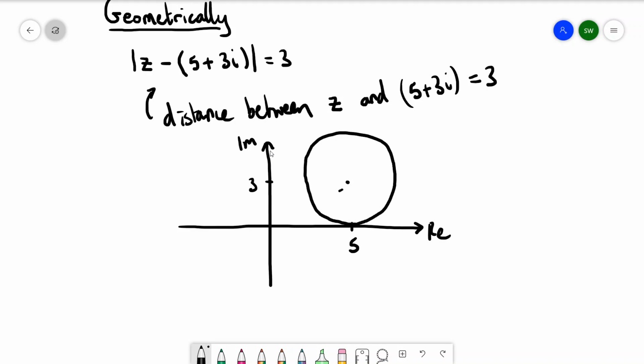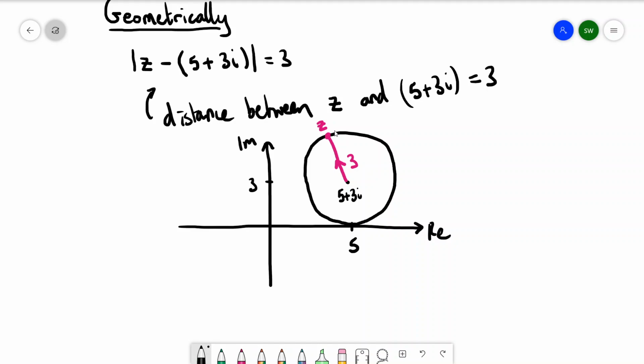Let's just check that that works. So we've got this point 5 plus 3i, and let's choose any point on this circle. Let's say this point here, which we could say is z. z could be anywhere around the outside of the circle. This vector here, z minus (5 plus 3i), is the vector that takes us from 5 plus 3i to z. So it would be that vector there, and it has to have a length of 3, which it does because our circle has radius 3.